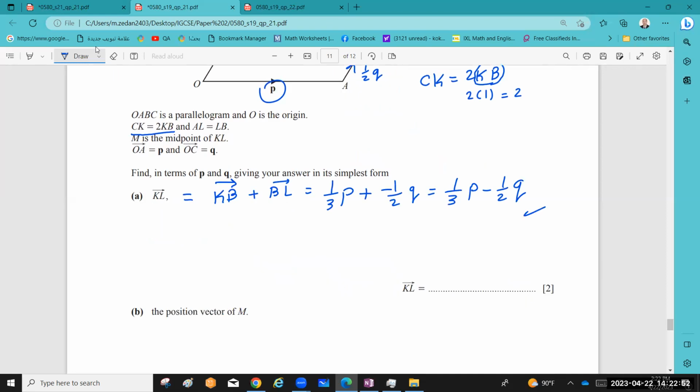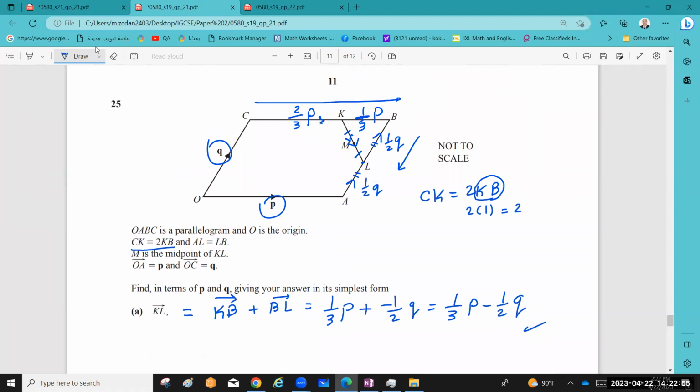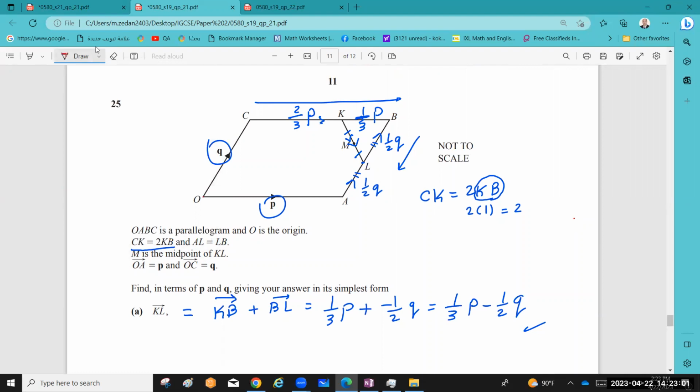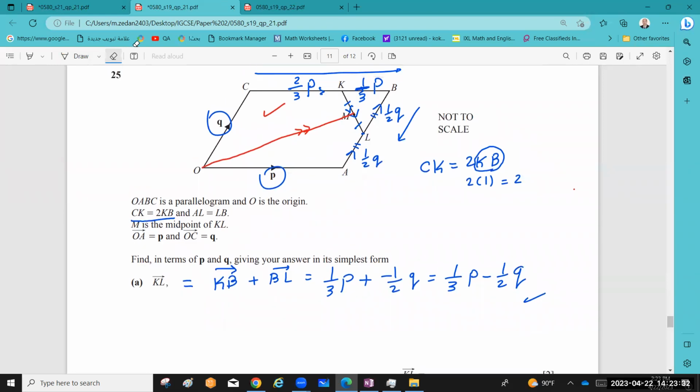Another one, I want the position vector of M. Position vector of M means the vector OM. To find the vector OM, to solve it, use either this figure or this parallelogram. Which one? The easiest one to you. So consider I pick the upper one, for example. Both triangles will give you the same answer. So just write the OM vector.